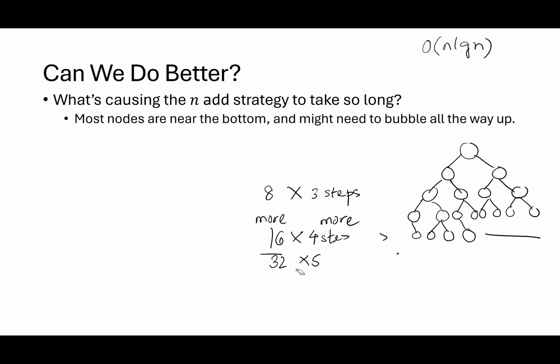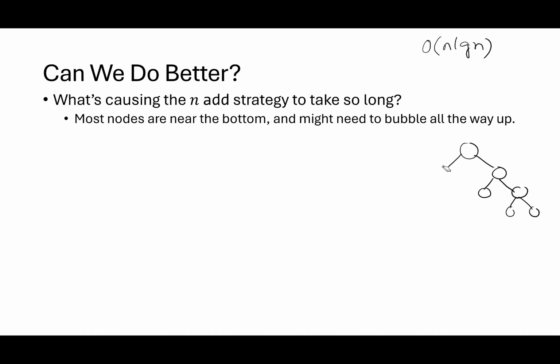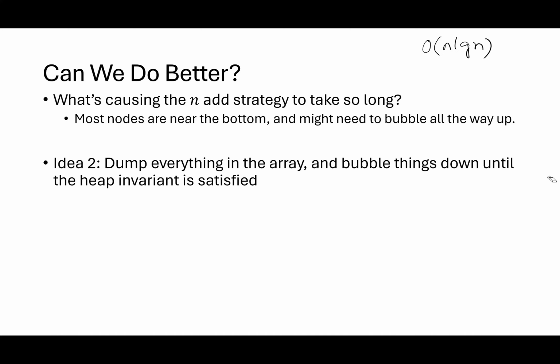So there is a clever algorithm, Floyd's algorithm, that works on this idea. How about keeping less work for more nodes and more work for fewer nodes? So the overall total number of operations is going to come down, right? The idea is first to dump everything in an array. We know that an array can be a smart implementation of a heap, and bubble things down instead of going up until the heap invariant is satisfied.